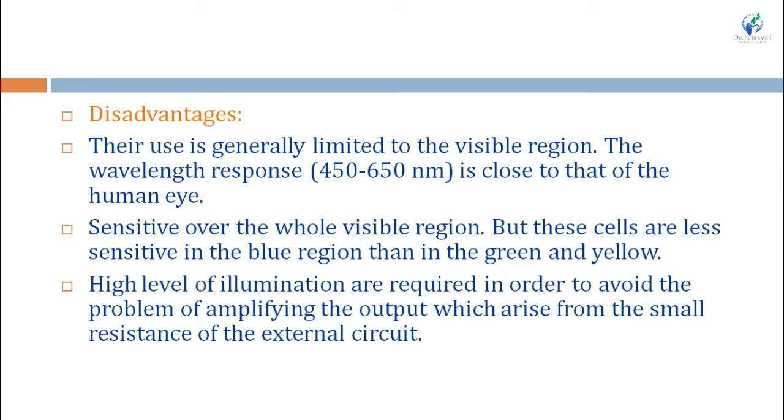And a high level of illumination is required in order to avoid the problem of amplifying the output, which arises from the small resistance of the external circuit. We have seen that in the barrier layer cell, the resistance of the external circuit must be 400 ohm or less. So amplification of the current is not possible, and because amplification is not possible, a high level of illumination, which is nothing but high level of incident light, is required to avoid the problem of amplification, because amplification is not possible in the case of the barrier layer cell.